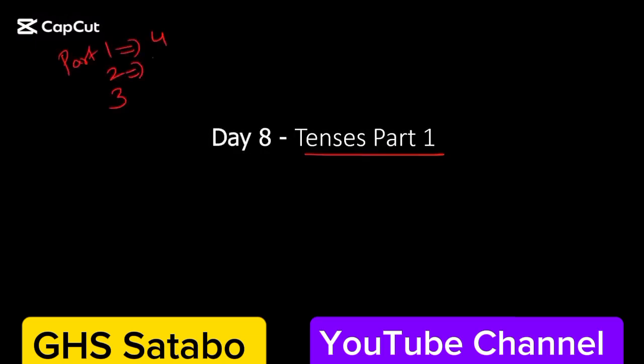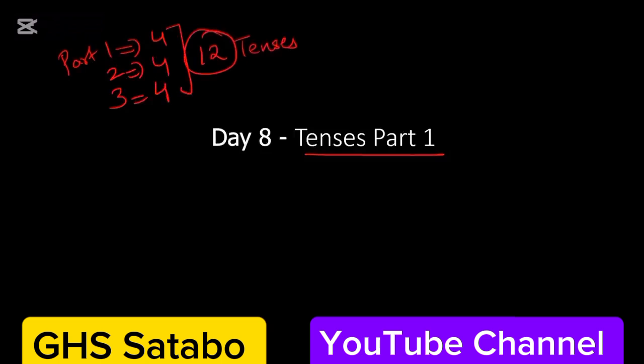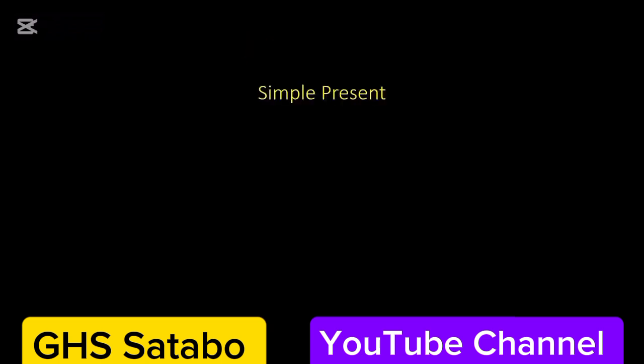4 tenses per chapter. In total, we'll be covering 12 tenses. So let's get started with tenses part 1. First comes in your category is simple present. But before we dive into simple present, let's understand what is the general overview of tense we have.